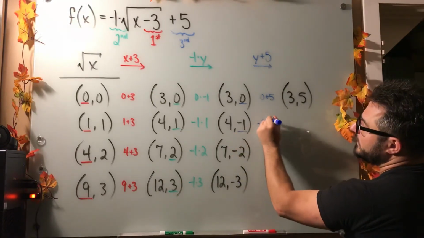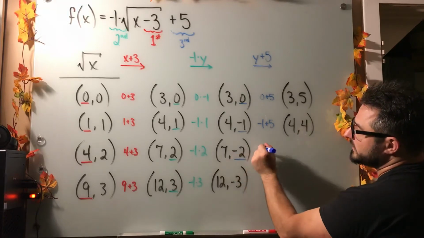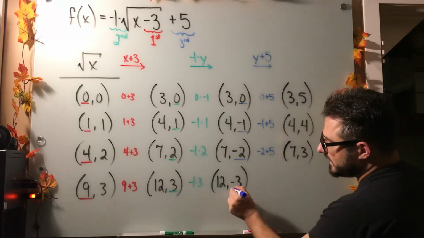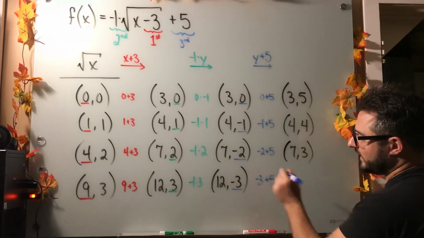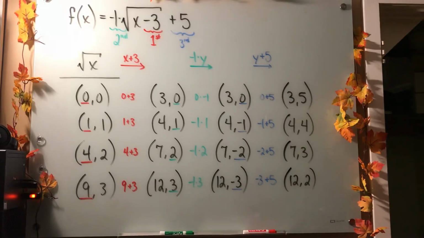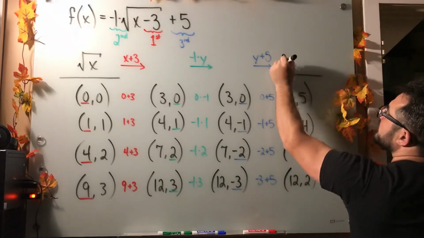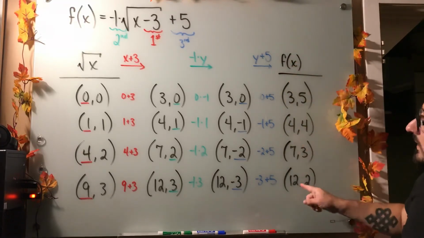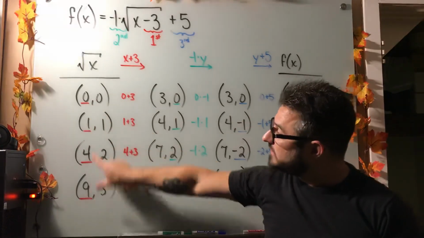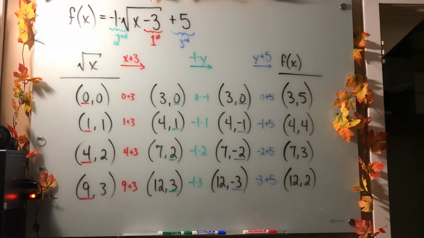Here we take the y coordinate -1, and when we add 5, it becomes +4. Our y coordinate of -2, when we add 5, becomes a y coordinate of +3. And lastly, a y coordinate of -3, when we add 5, becomes a y coordinate of +2. These, then, are the corresponding points on this transformed function. These are the points on the original function, and these down at the end are the corresponding points on the transformed function. Let's take a look at the graph.